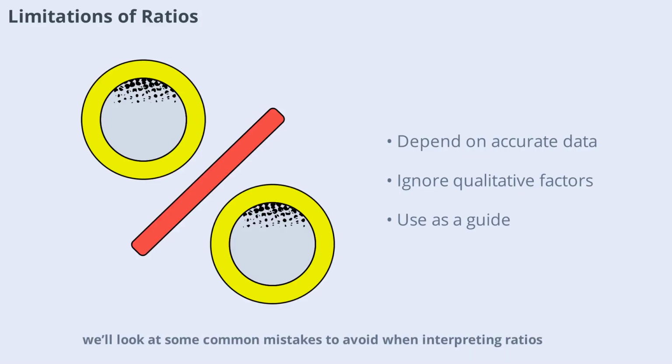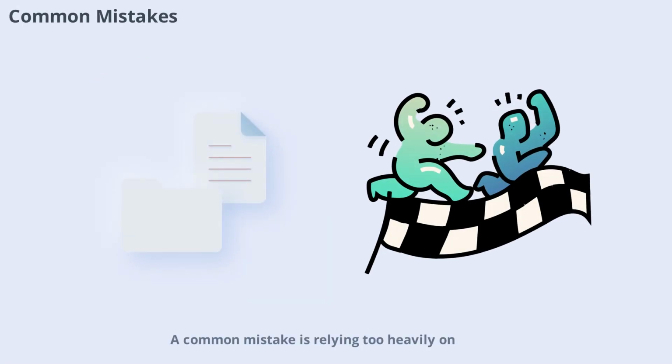Next, we'll look at some common mistakes to avoid when interpreting ratios. A common mistake is relying too heavily on a single ratio or failing to consider industry context. Another pitfall is ignoring changes in accounting policies, which can distort ratios. Always check the notes to financial statements for important details. Remember, ratios are just one part of a thorough analysis.